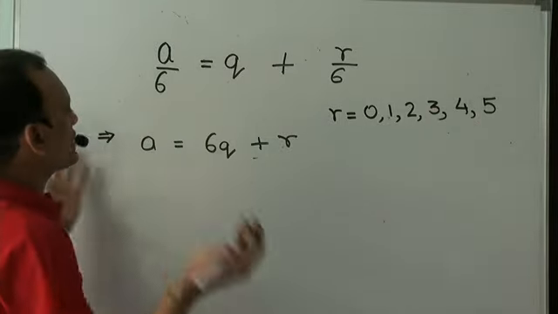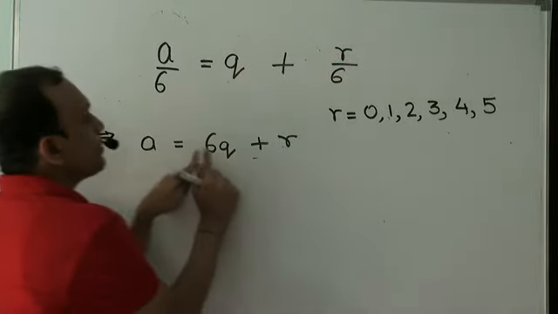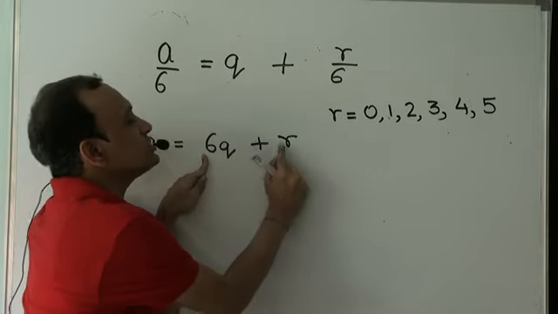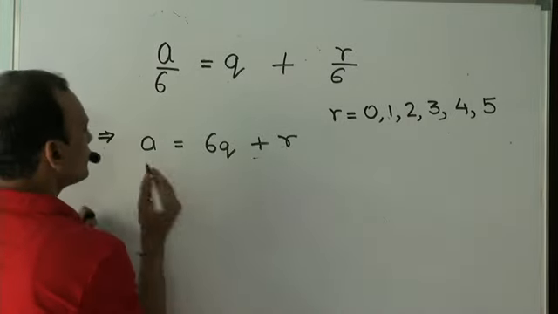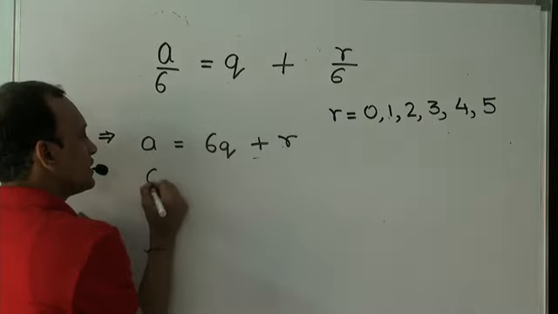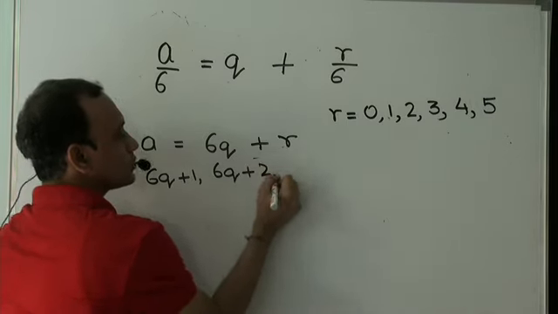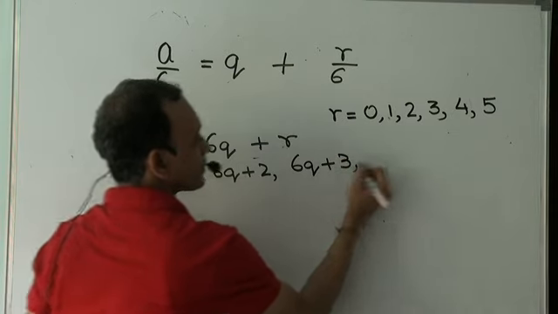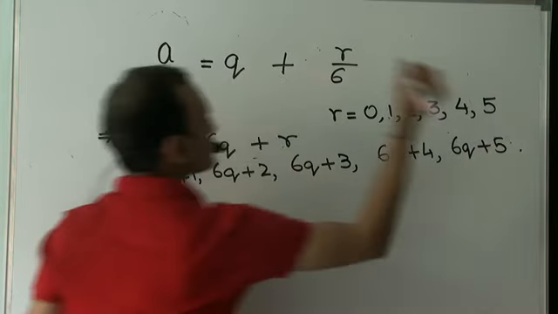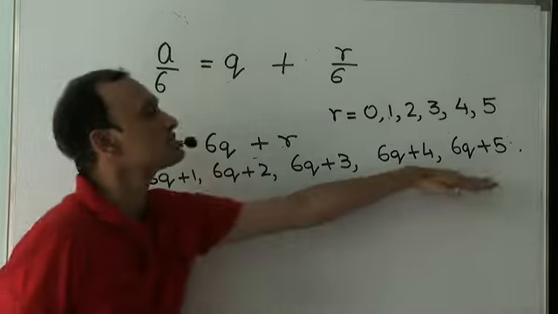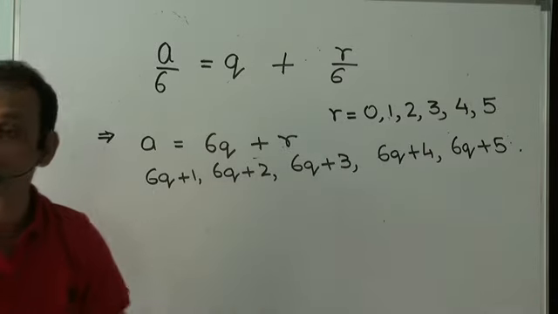That means any number eventually, when you divide by 6, would only give you r equal to 0, 1, 2, 3, 4, 5. That means any number in terms of 6 could have been written as 6 times an integer plus another integer which is less than 6. That means numbers in terms of 6 could have been written as 6q plus 1, 6q plus 2, 6q plus 3, 6q plus 4 and 6q plus 5. Yes or no? Right?